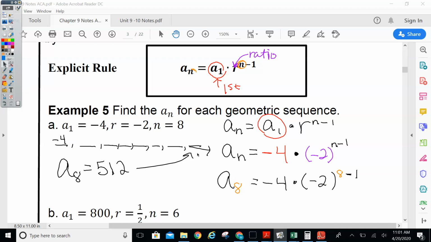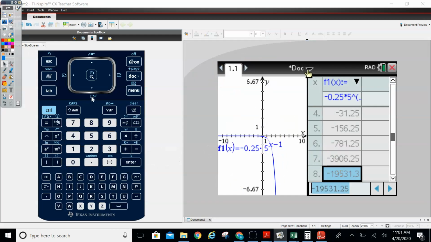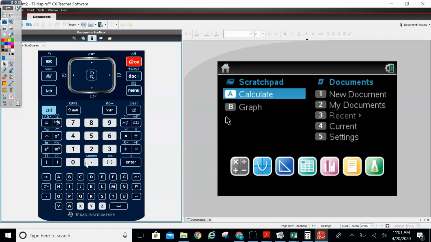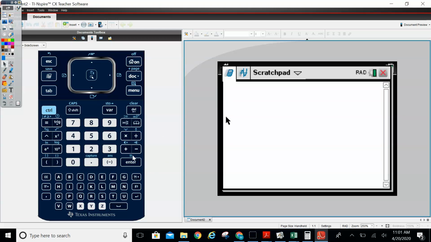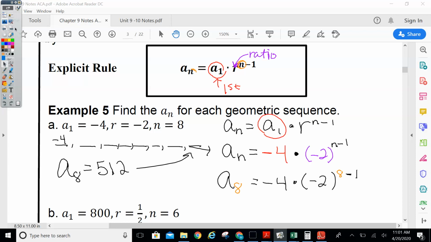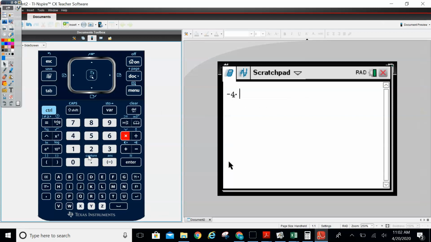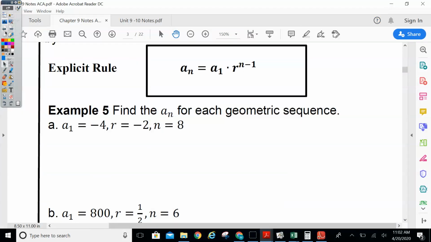Okay, so back over here in the Inspire, if you want to use that method, I'm just going to go and calculate. So here it was, what was the number again? -4. -4 times -2. So -4 times parentheses -2 to the 8 minus 1. And we get 512 again. Again, it doesn't matter which one you use, as long as you can type it into one of them.